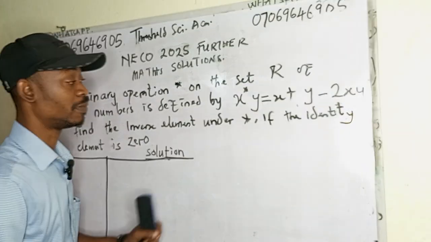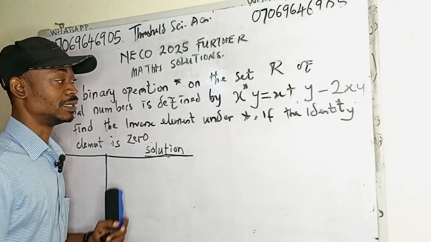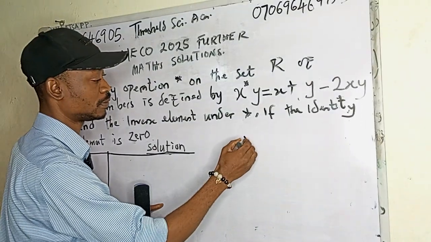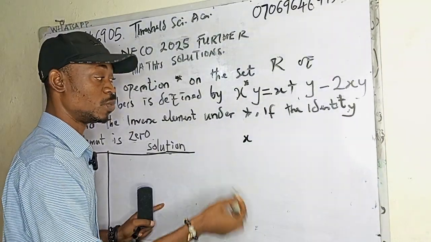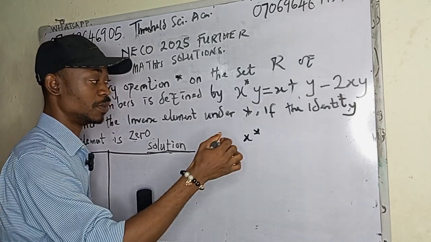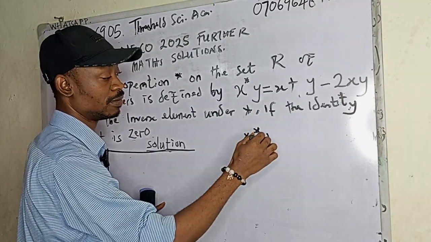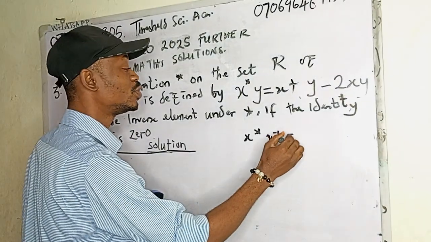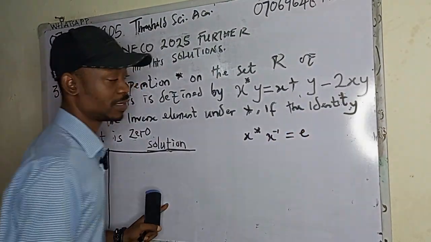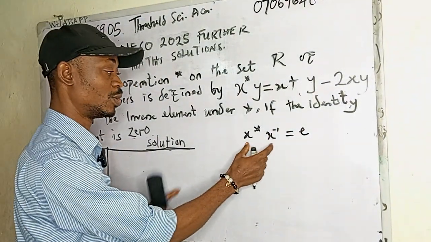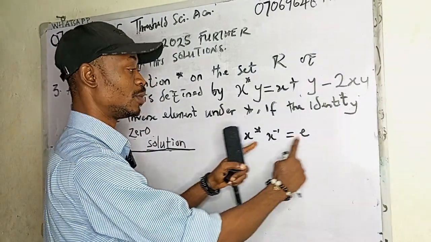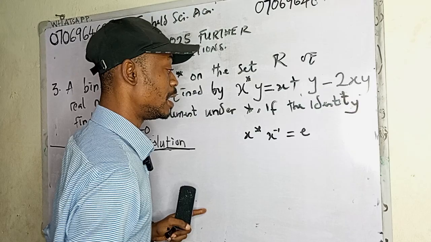First of all, let's establish something about identity elements and inverses. When we pick a number and perform an operation star with its inverse, let's say the inverse of x is x raised to the power minus 1, we are going to get the identity element. I'll say it again: when you perform an operation on a number and its inverse, you get the identity element. What do I mean?